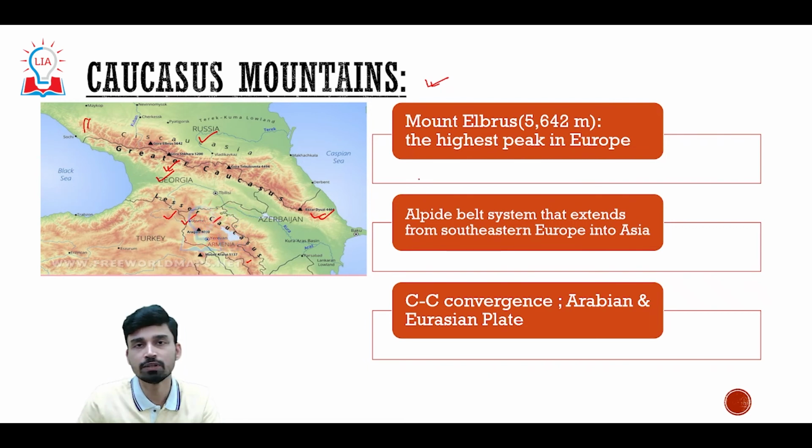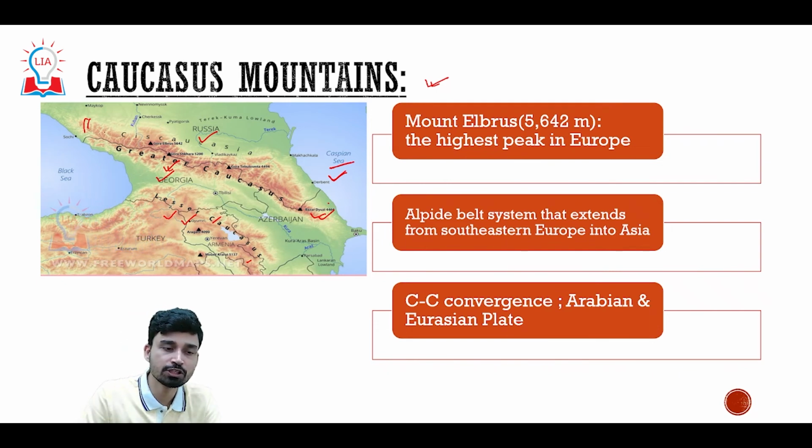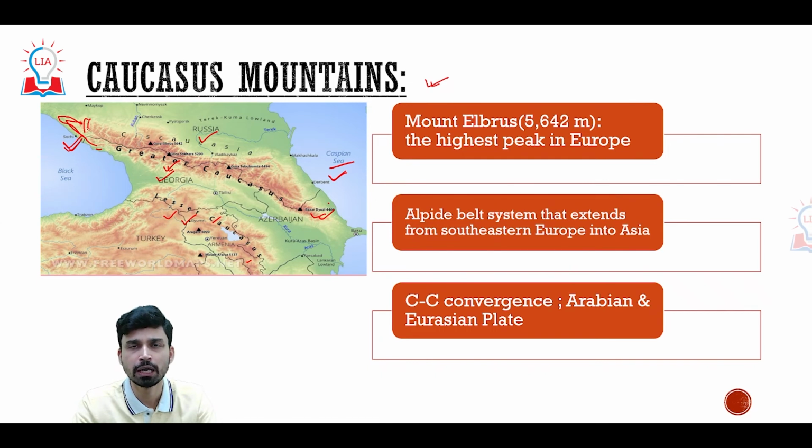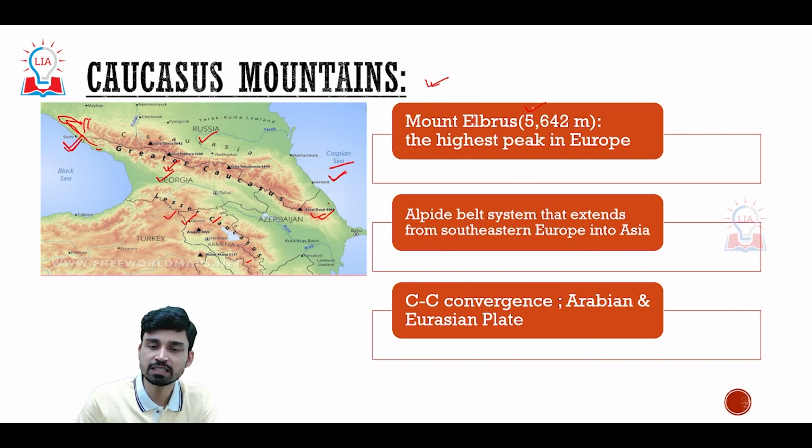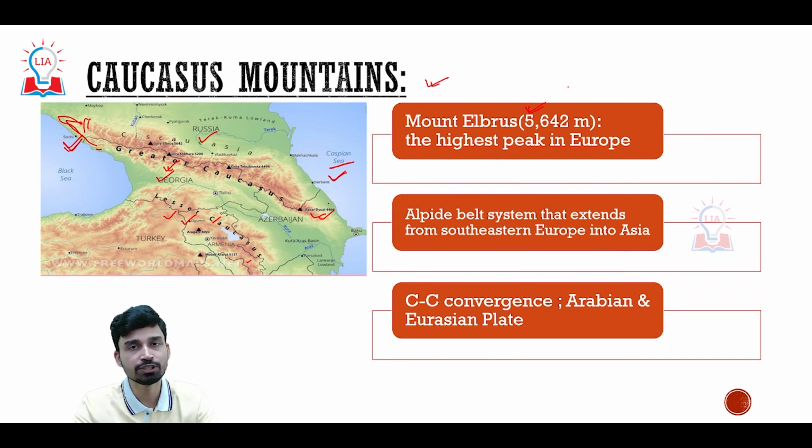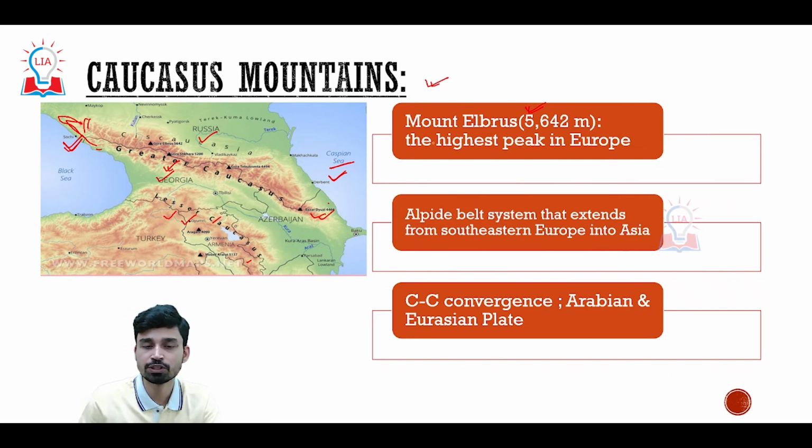For the east-west extent of the Caucasus mountains, on the eastern side they originate somewhere near the coast of the Caspian Sea, and on the western side they terminate near the coast of the Black Sea in Russia, where there is the very famous city of Sochi, well known for hosting the Sochi Winter Olympics. The highest peak of Europe is actually situated in the Caucasus mountains, known by the name of Mount Elbrus, at an altitude of 5,462 meters.